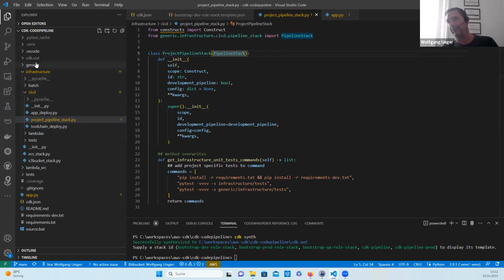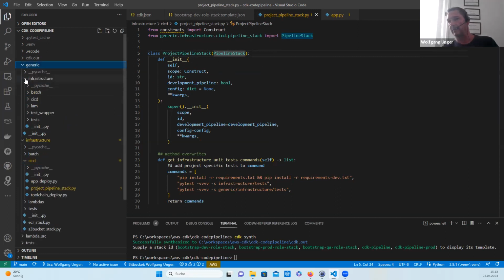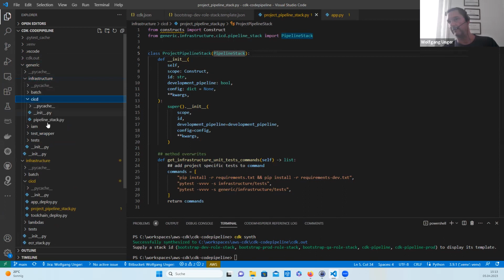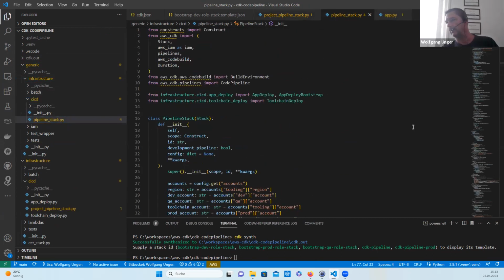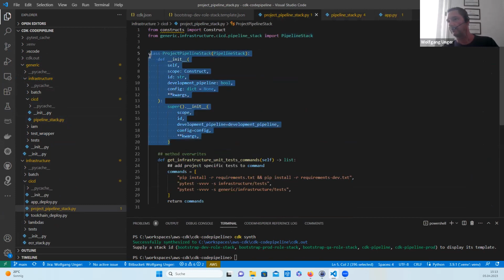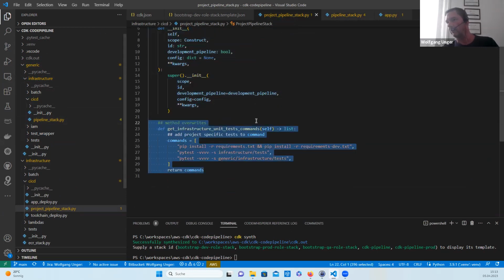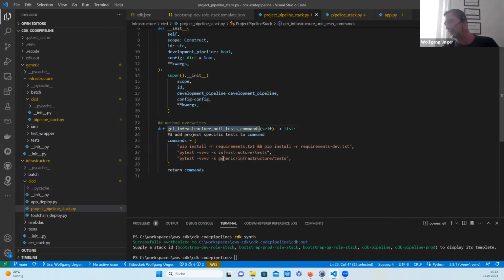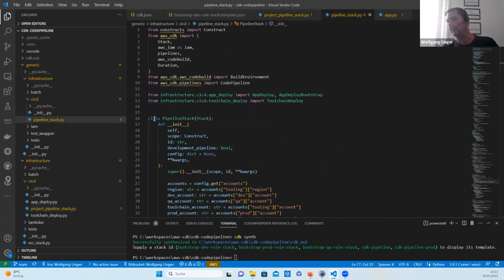Therefore, I have here a generic folder which demonstrates the usage of these features. In the generic folder, I have again an infrastructure, and here are the files which are generic and reusable, or which are superclasses. So for example, here again is CI/CD, and here's the superclass, and here's all the code to create the pipeline. And in my project pipeline, I'm just calling the constructor. I'm just having a simple example of how to override a method of the superclass if my project, for example, needs some different unit tests or some different commands. But actually any method here in the superclass for the pipeline can be overridden by a child class, by a project pipeline stack.